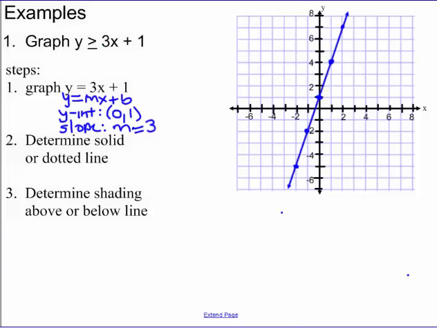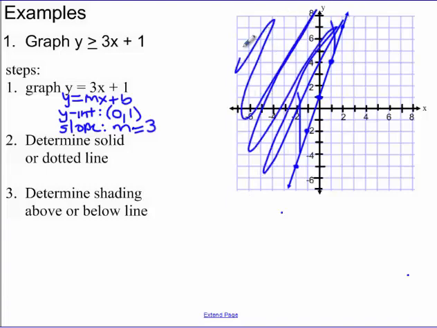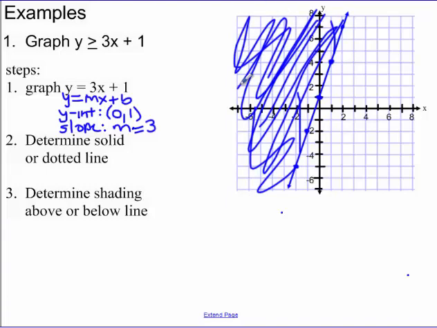The next thing we need to determine is whether we are going to shade above or below the line. Going back to our inequality, it says y is greater than. Greater than means above. So you're going to put your pencil on the line and go above the line. That is the side that gets shaded. So then you shade that side of your graph. And that is how you graph inequalities in two variables.